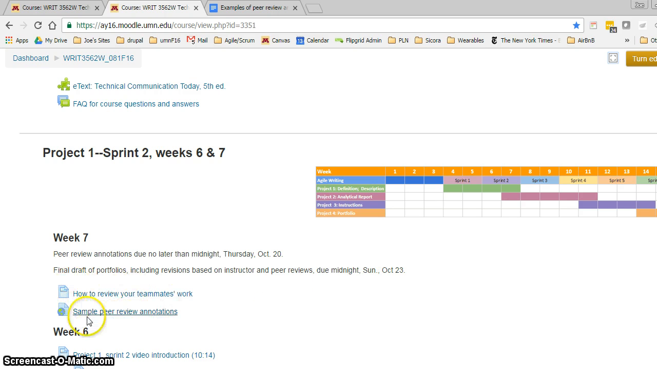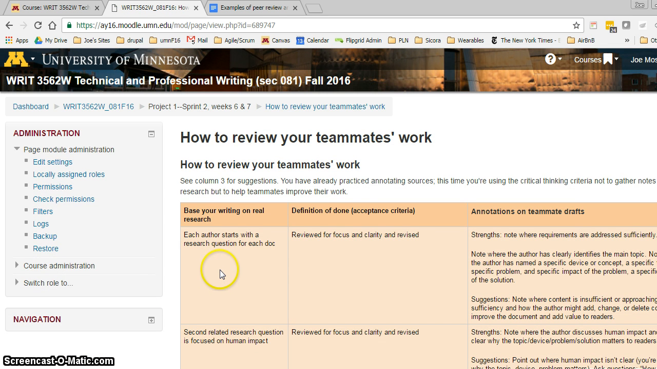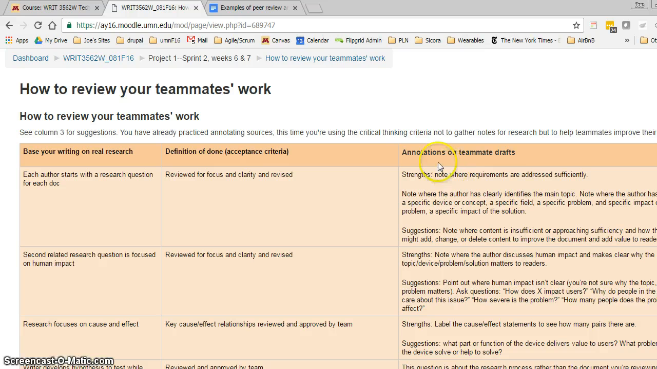I have two new resources for you. One is called How to Review Your Teammates' Work under week 7 at the top of the page. And what you'll see here are the familiar items that you've been using all semester, with a third column that gives you examples of strengths and suggestions, strengths to identify and suggestions to make.